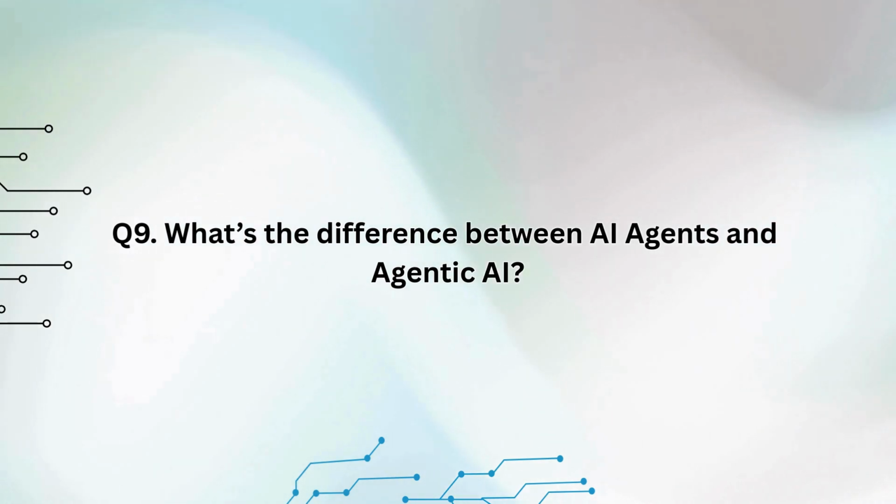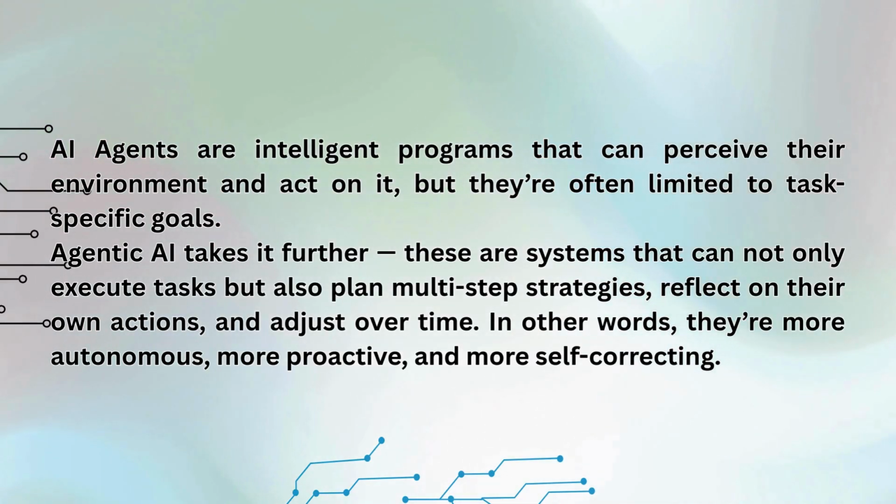What's the difference between AI agents and agentic AI? AI agents are intelligent programs that can perceive their environment and act on it, but they're often limited to task-specific goals. Agentic AI takes it further. These are systems that can not only execute tasks, but also plan multi-step strategies, reflect on their own actions, and adjust over time. In other words, they're more autonomous, more proactive, and more self-correcting.